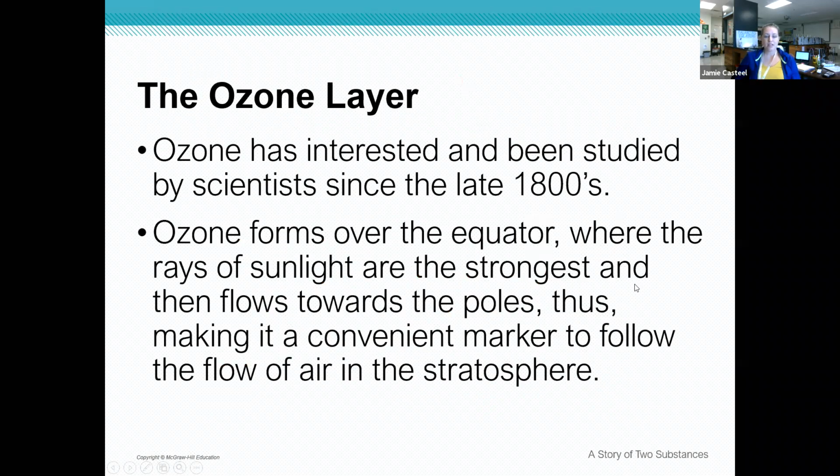All right. So ozone has been studied since the late 1800s. Now, can they send satellites up there to study them? No, but we can look at where the ozone is most frequently found, and we can figure out what's kind of happening with it. So if you look at the second bullet point, it says ozone forms over the equator, where the rays of sunlight are the strongest. So if you remember, our Earth is on an axis.